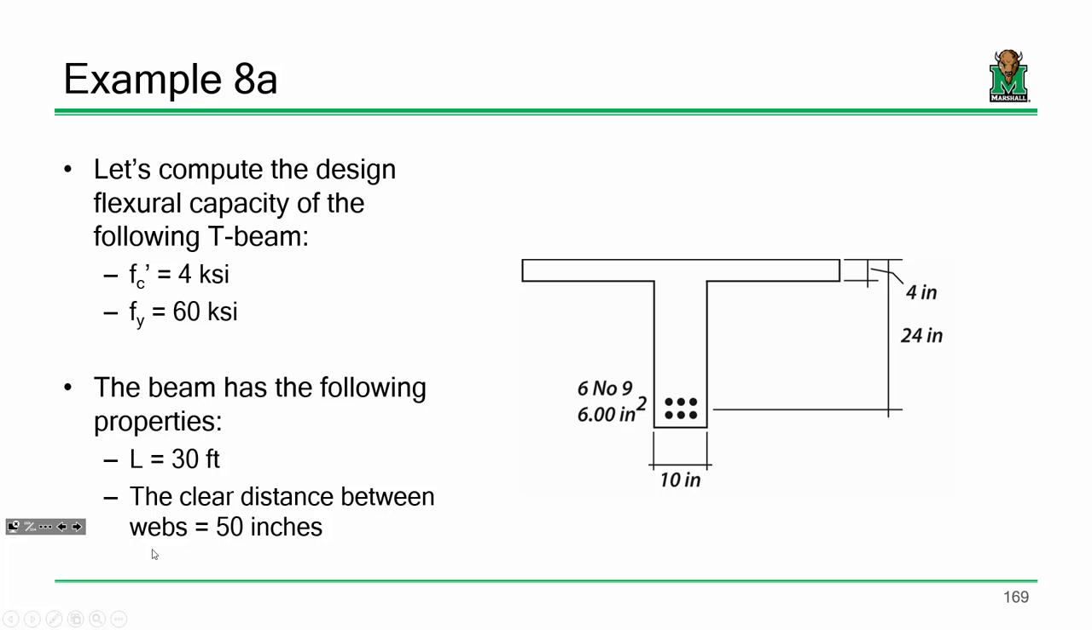So for this problem, we have 4 ksi concrete, 60 ksi steel. We have a beam that is 30 foot long. The clear distance between the webs is 50 inches. And from that, we need to compute the capacity of this T-beam. Yes? We haven't even started the problem yet.